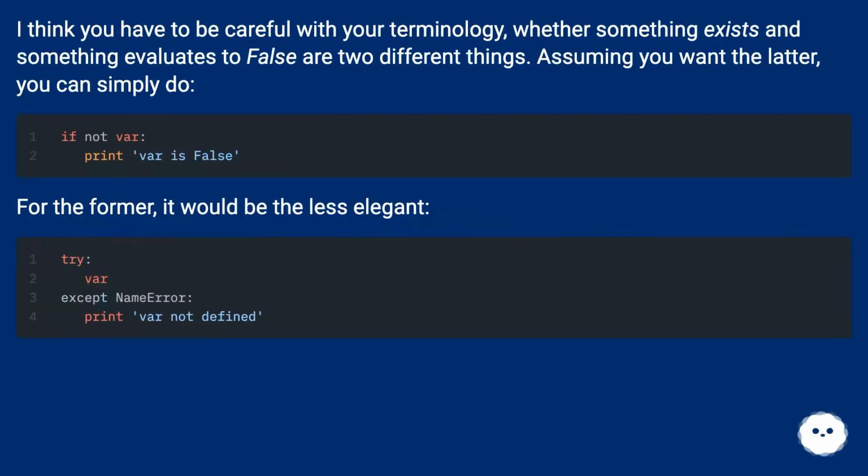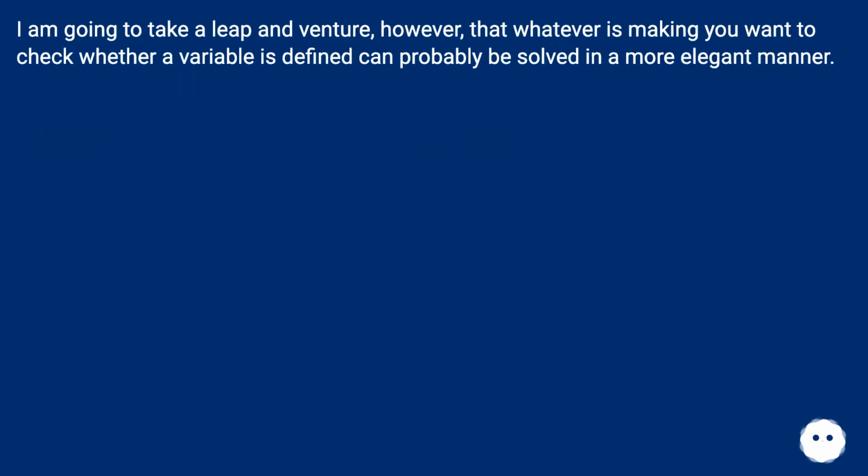I think you have to be careful with your terminology. Whether something exists and something evaluates to false are two different things. Assuming you want the latter, you can simply do this. For the former, it would be the less elegant. I am going to take a leap and venture, however, that whatever is making you want to check whether a variable is defined can probably be solved in a more elegant manner.